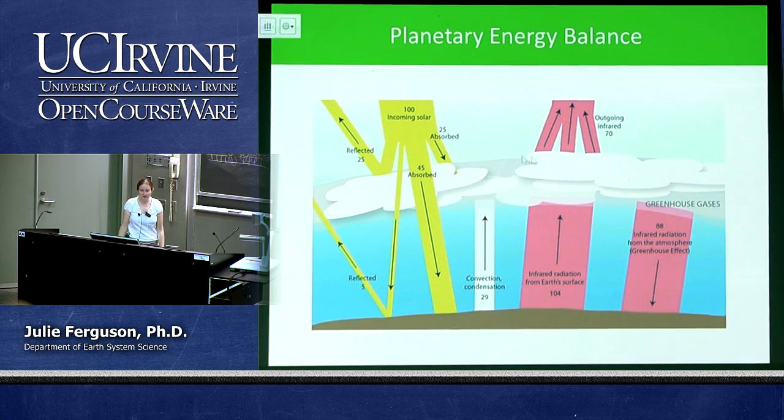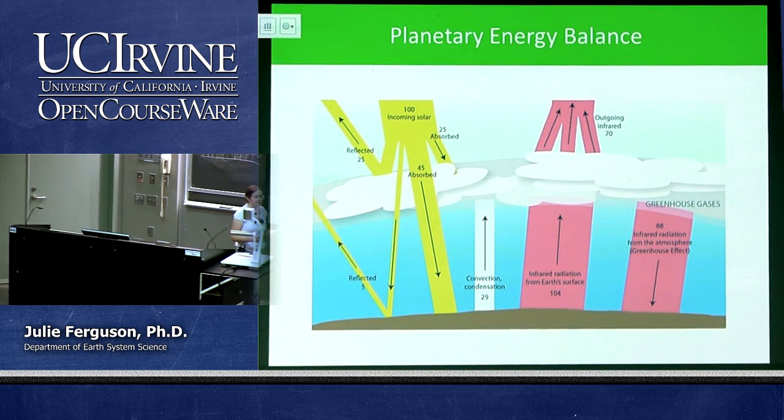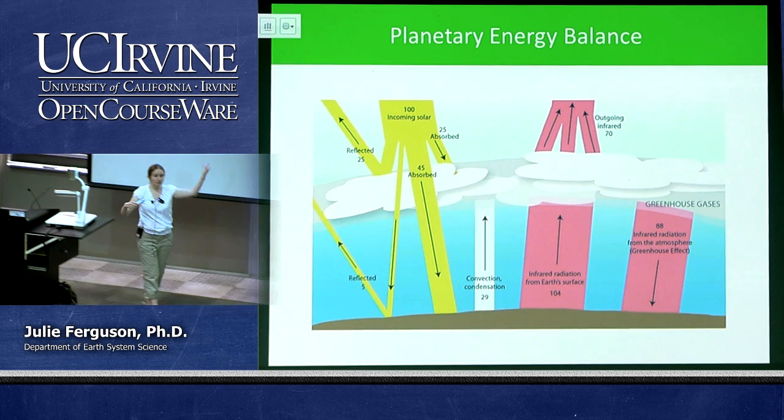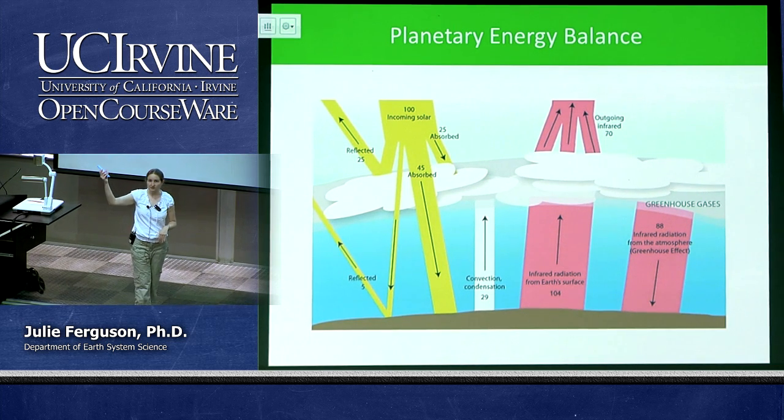Okay? And so if you look, what's coming in, 100, 30 is reflected back, 70 is going out. So what's coming in is equal to what's going out. But you can see that because we have this extra amount coming back down again, the Earth's surface is warmer. We're basically recycling energy in this part of the Earth system. Okay, that's our greenhouse effect. And that's our planetary energy balance. So if we look at the top of the atmosphere, what's coming in is equal to what's going out.